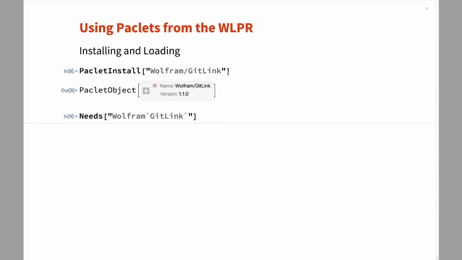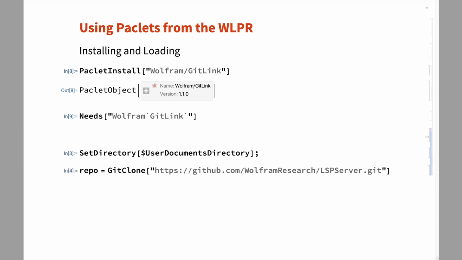So I mean, this is it, Paclet install, right? That's pretty easy. And then if it has code, you do have to call Needs on the thing. So let's just prove this works. Say I'm going to set a directory, and then I'll call a function from the Paclet, GitClone, right? That is cloning the LSP server repo. Maybe you've heard about LSP server. I just chose this. The code for LSP server is actually all on GitHub.